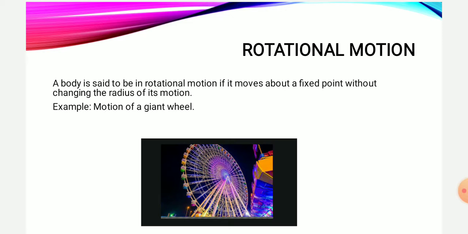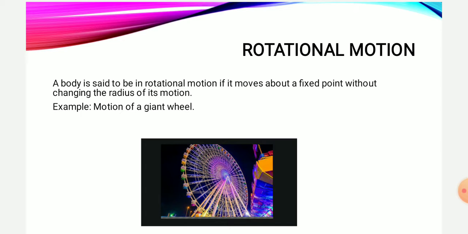Like, again, let us take an example of the earth. The earth does not show only revolution, but it also shows rotation. The earth always rotates on its own axis, and the fixed point of the earth does not change. It rotates on the same axis, so we can say that it is showing rotational motion.